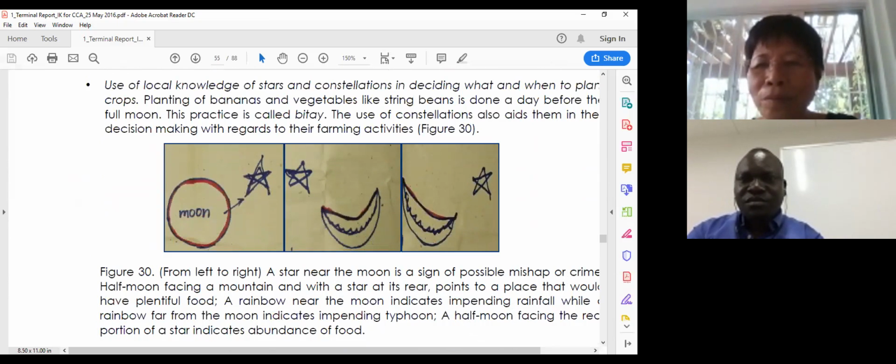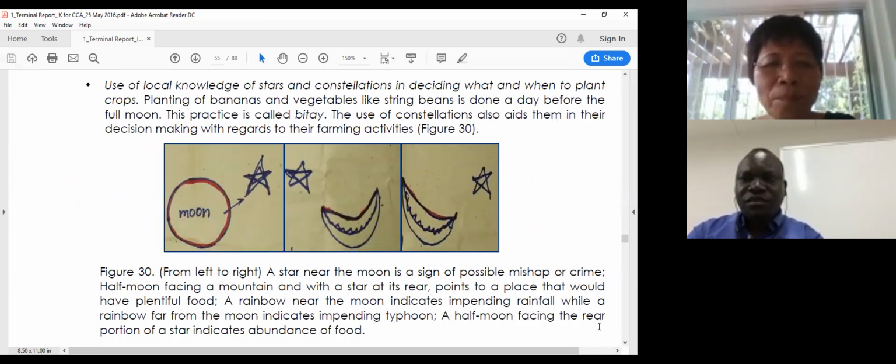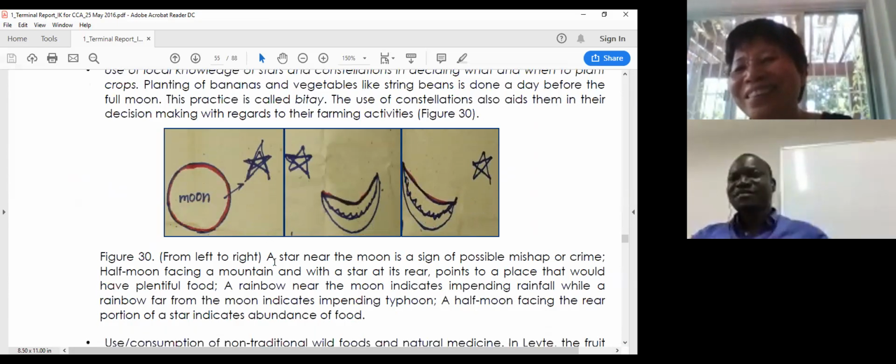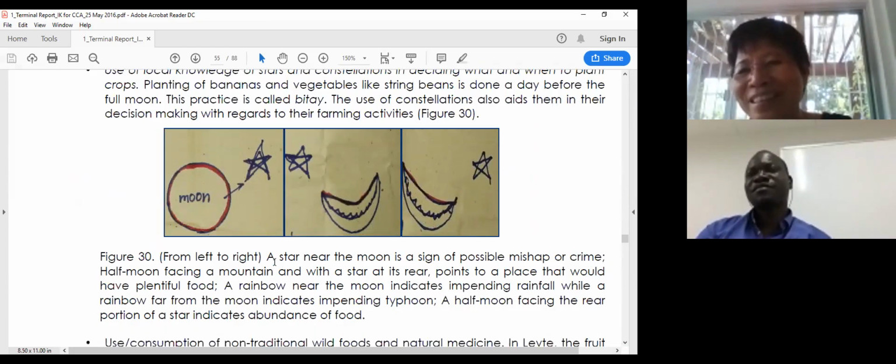A rainbow near the moon indicates impending rainfall, while a rainbow far from the moon indicates there is a typhoon. A half moon facing the rear portion of a star indicates abundance of food. So they look at the stars too in order to tell whether they will have a good harvest or not.